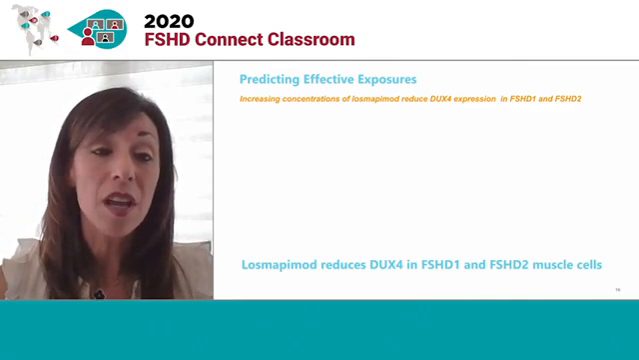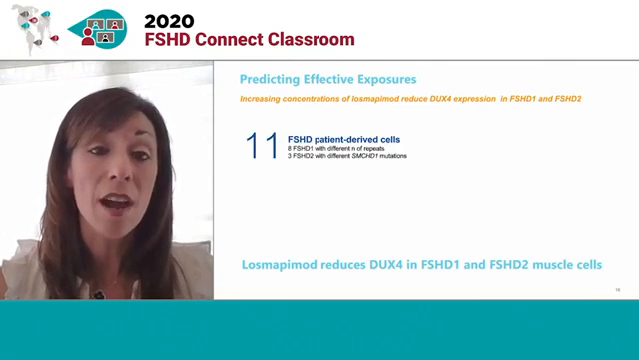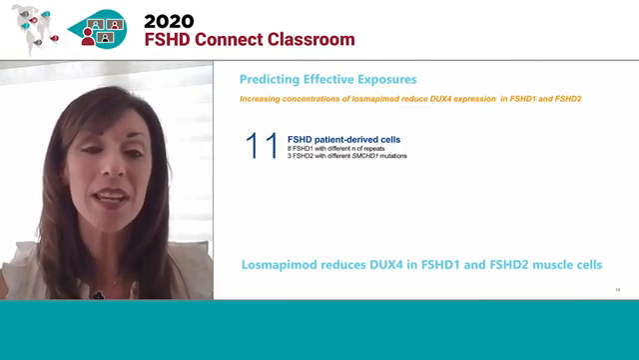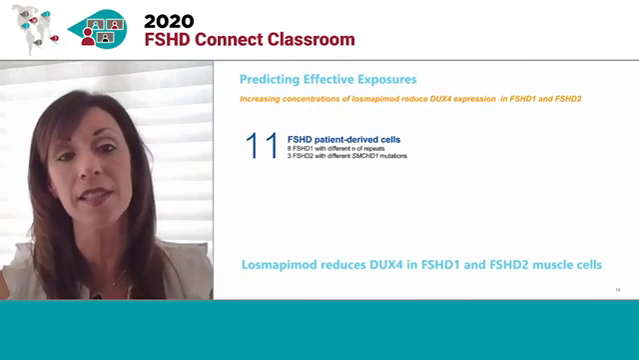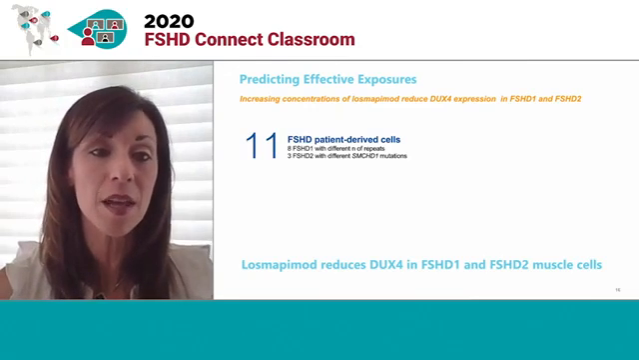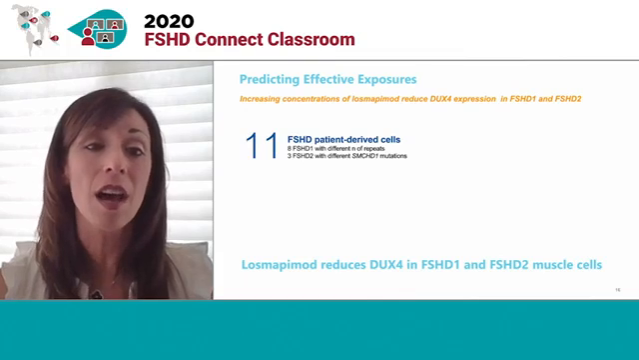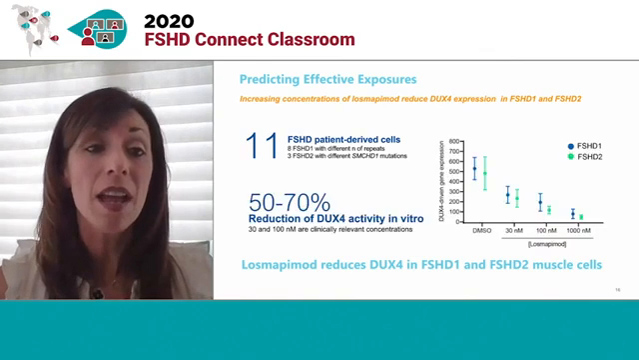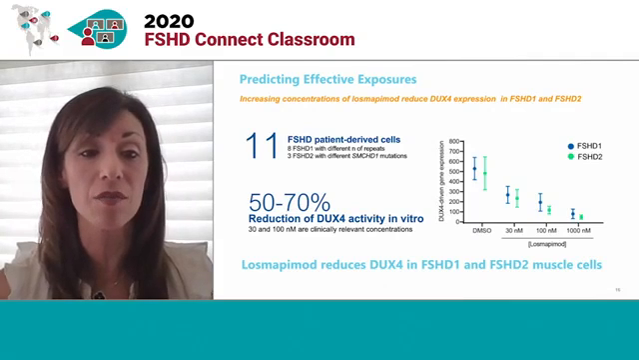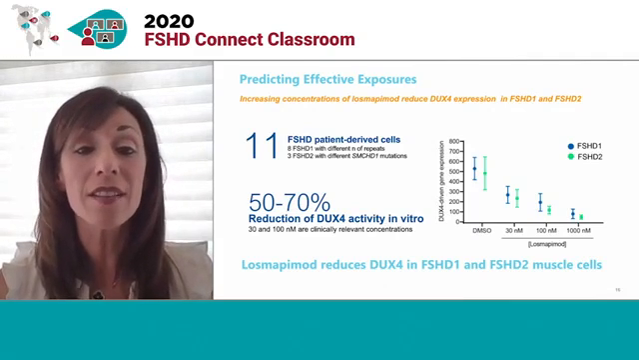These cellular models can also help predict effective exposures. And in our clinical trial in a dish, we evaluated 11 different FSHD patient-derived cell lines from patients such as yourselves. These cell lines had different numbers of repeats in them, as well as different mutations, the SMCHD1 mutation also being included. And what we saw was a 50 to 70% reduction of DUX4 activity in vitro.